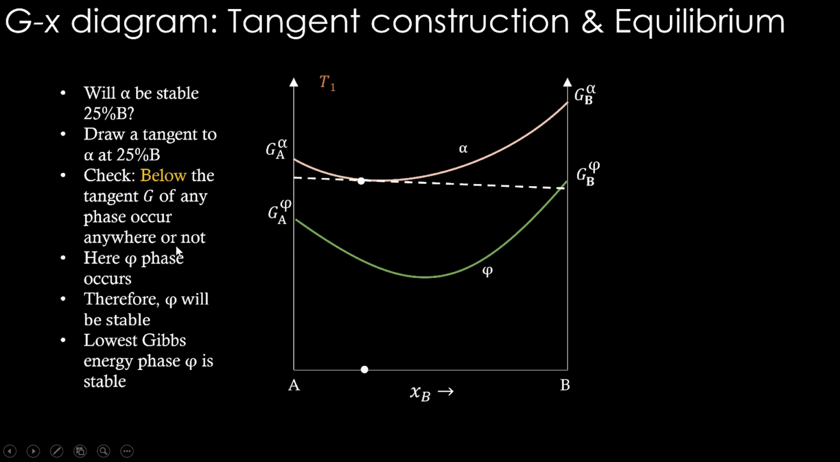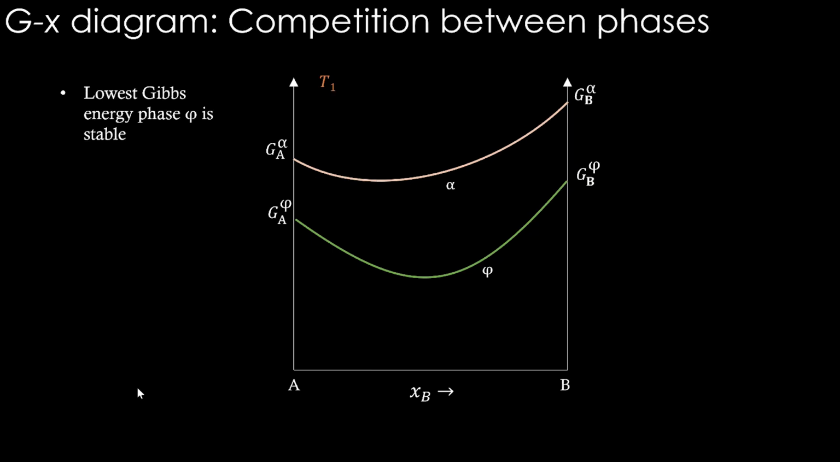Okay. And here we see the phi phase occurs almost throughout the entire composition range. Therefore, phi will be stable. So the lowest Gibbs energy phase, phi, is stable. That's what we are seeing here. So obviously when we have these two curves competing for stability, we will have phi being the stable phase for the entire composition range, not only for the 25% B, for the entire composition range.